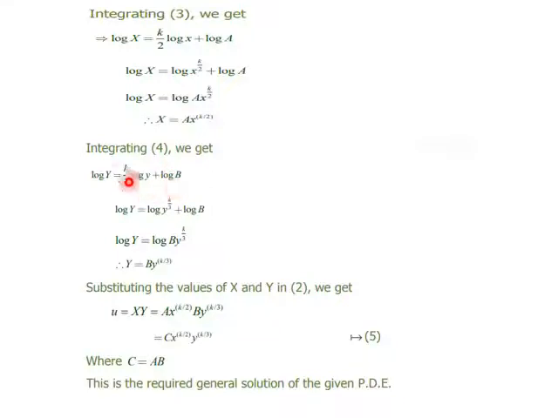Same pattern, let us do the integration of the next one with respect to y. So log Y will be this, and on simplifying, I get Y equal to b y to the power k by 3. So the final solution, u equal to X as a function of x alone times Y as a function of y alone. Let us substitute for capital X and capital Y, where a and b are constants. Let us combine those two constants as a single constant c. So u equal to c into x to the power k by 2, y to the power k by 3 will be the required general solution of the given partial differential equation.